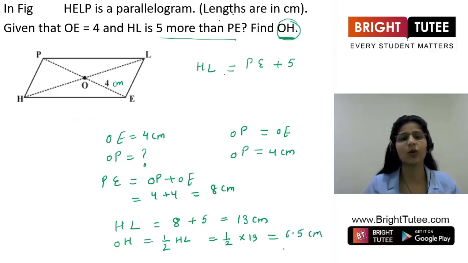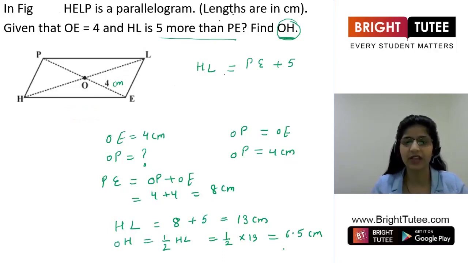Right? So this is how we can find out all this OL, OH, OE, OP, knowing just one of the measurements out of the 4. Clear? So we have found out both the diagonals as well as the parts that they have bisected. Right? So this is using the properties of parallelogram.